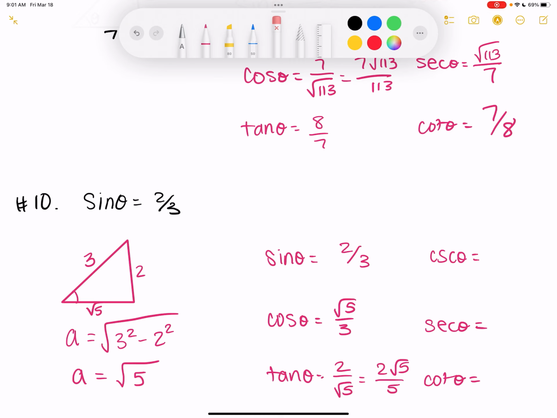3 over 2. And 3 square root of 5 over 5. And then just the square root of 5 over 2. Cool. I knew what I was doing.